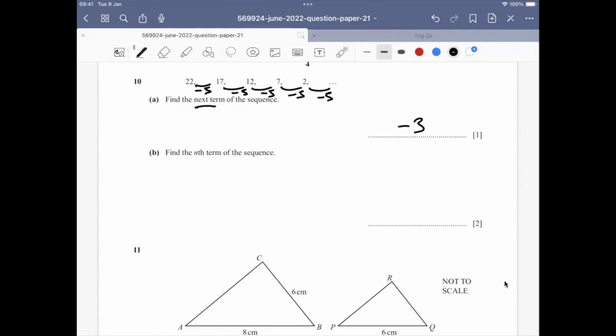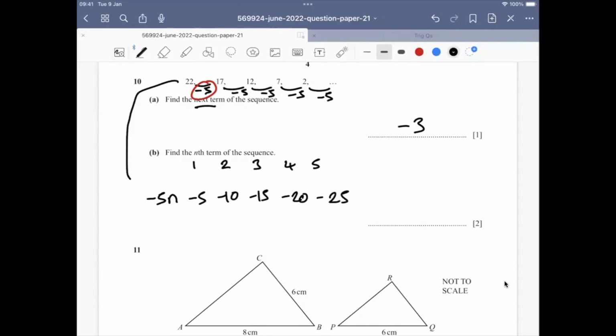So to work out the nth term, we are going to first find out the common difference, which in this case is minus 5. And then we're going to write an expression for minus 5n. So for our first, second, third, fourth, fifth terms, etc. So the first term of our minus 5n sequence is going to be minus 5, then minus 10, minus 15, minus 20, minus 25. Now I'm going to plug in my original sequence here, which is the first term was 22, second term was 17, then 12, then 7, then 2. And then I'm going to take away my new sequence from my original sequence.